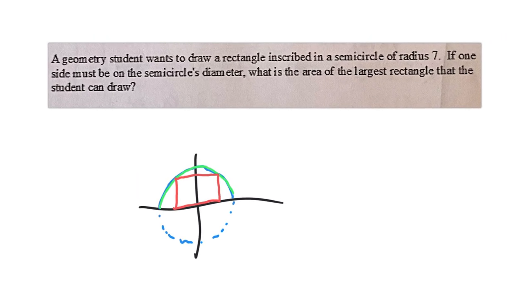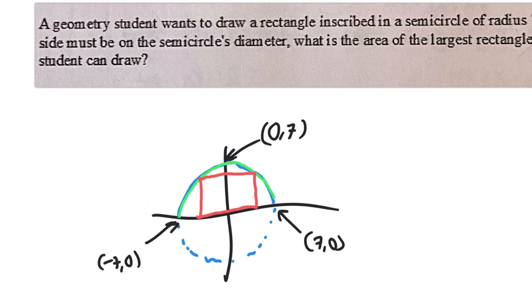Now, the constraints here are such that the radius is 7, so I think everyone understands that the point here would be (7, 0), the point here would be (-7, 0), and the point here would be (0, 7). And I'm going to say let's make this little piece x. So there's an x distance away from the origin, and this piece right here we could call y.